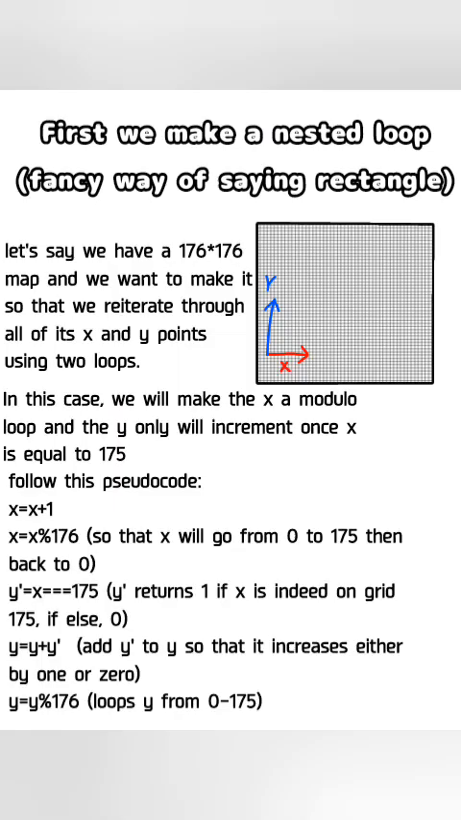Well, to answer your question, first we need a loop. Let's say you have a 176 by 176 map, just like my map. You have to increment the x value by 1, then use a modular loop to loop it back to 0 once it reaches 176. Do the same for the y value, but this time, you only add 1 when x reaches 175. This is done to ensure that you reiterate through all points in the grid.